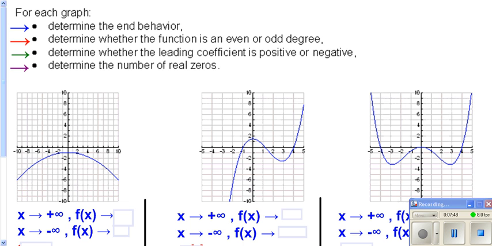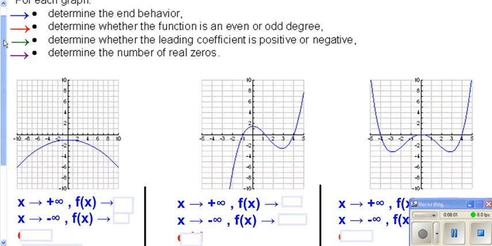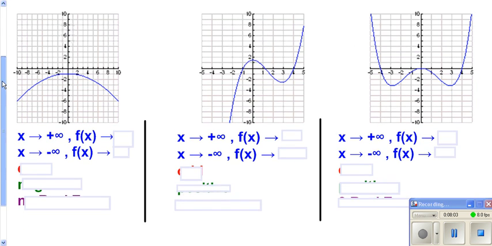So let's go ahead and take a look at these graphs. Let's determine your end behavior. Based on the shape of the function, determine if it's even or odd, and then tell me about your leading coefficient. Also tell me the number of real zeros. So let's take a look at this first one.